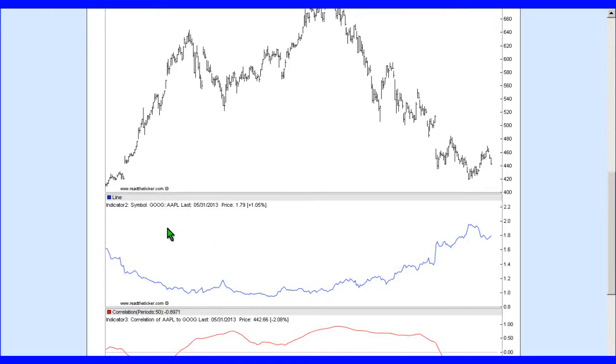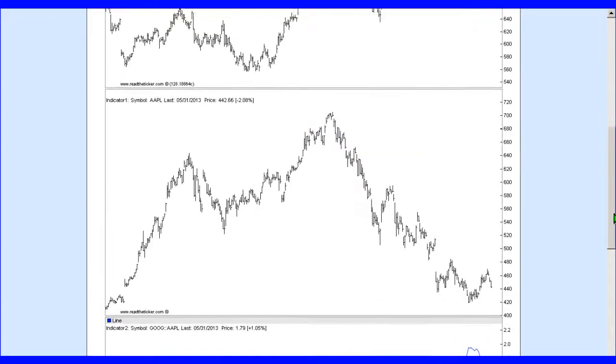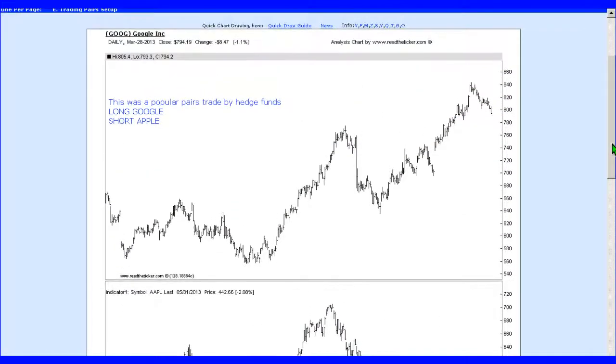Down below here we have the ratio between Google and Apple. As you can see here, Google is stronger than Apple, so it rises. And here we have a correlation. For a pair trade where you go long and short, you want to see the correlation deteriorate. This is where Google goes up and Apple goes down. So here's a rapid deterioration of the correlation. So that's a simple graphical display of a pair trade.